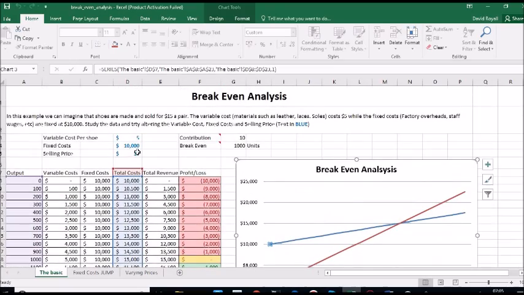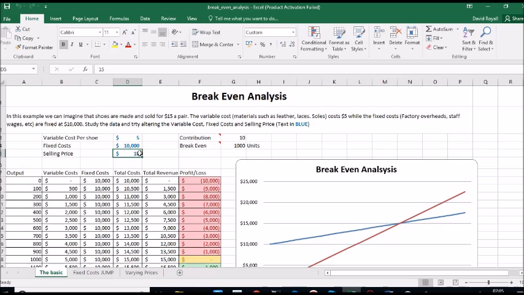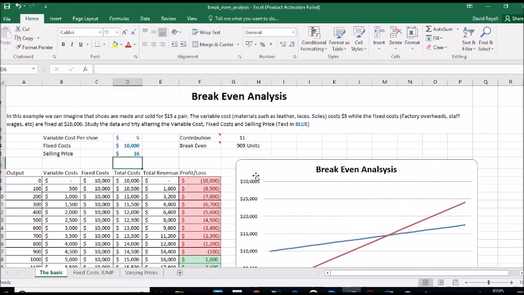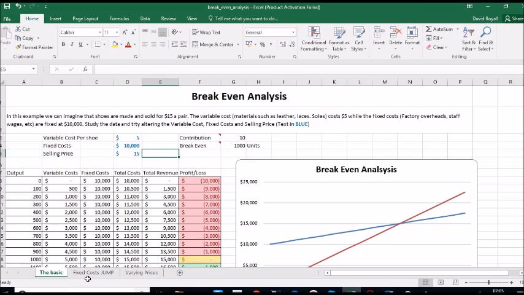Let's increase the price. That should make it easier to break even. So here we have it. Somewhere between 900 and 1,000 is where we will break even. In fact, it's 909 units. So let's put that back to 15. And now go to the next sheet.